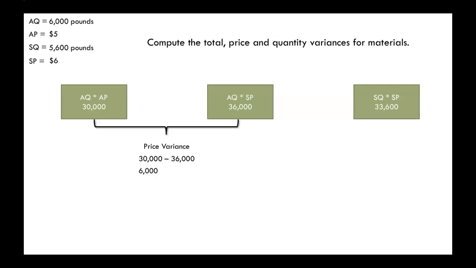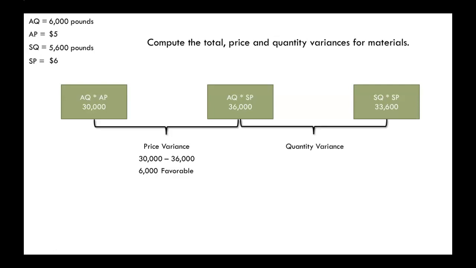Now, a variance is either going to be favorable or unfavorable. And how do we figure that one out? Well, our actual price was less than our standard price. You went into the month expecting to have to spend $6 a pound, when you actually only had to spend $5 a pound. So that is favorable because you want your costs to be less.